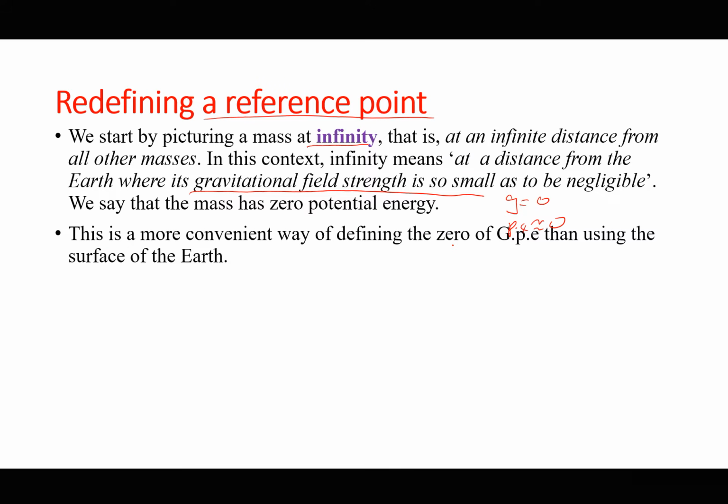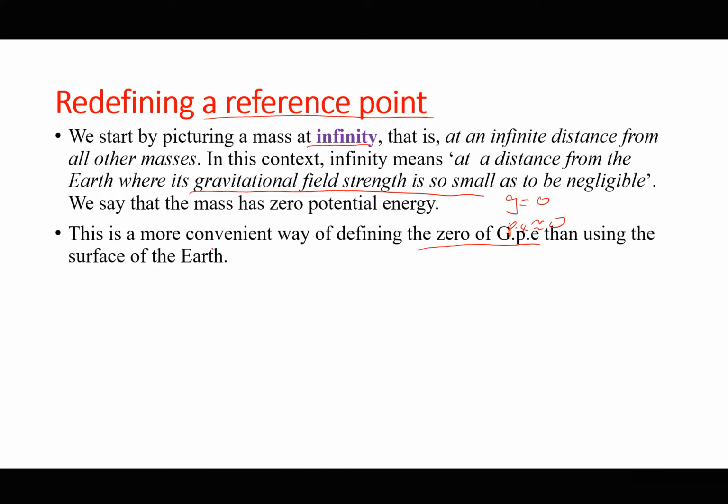So the more convenient way of defining the zero of gravitational potential energy is by relying on infinity rather than using the surface of the Earth. So we now know that at infinity, the gravitational field strength is almost zero. And if it is zero, the force due to the gravitational pull is approximately zero. And if the force is zero, then the potential energy for an object at infinity is defined to be zero.